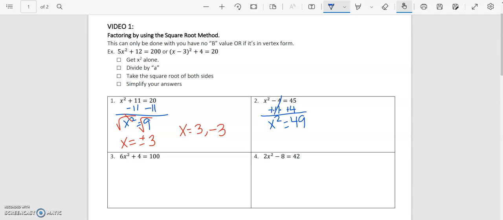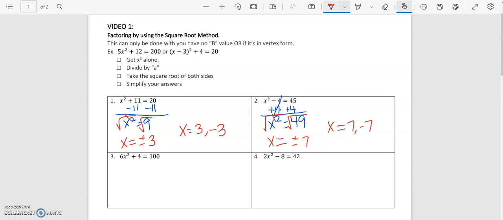So we're going to take the square root of both sides. Taking the square root of x squared and 49, that simplifies out, so we're just left with x. And the square root of 49 is 7. But remember, when we take our square roots, in these cases we do need to do a positive or a negative 7. You could also write that as x equals 7 comma negative 7.